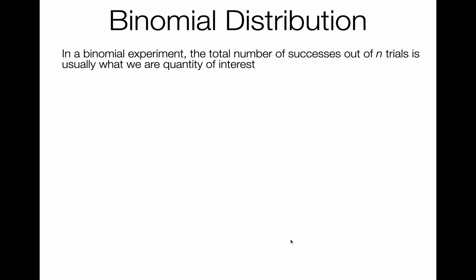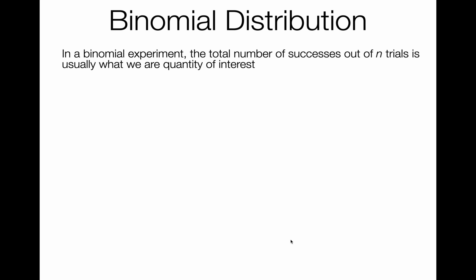Hi everyone. In this video we're going to continue on with the binomial distribution, and now we're actually going to look at the distribution itself, not just a binomial experiment. In that experiment that meets the four criteria you need to be a binomial experiment, what we're usually going to be interested in is the number of successes out of the n trials.